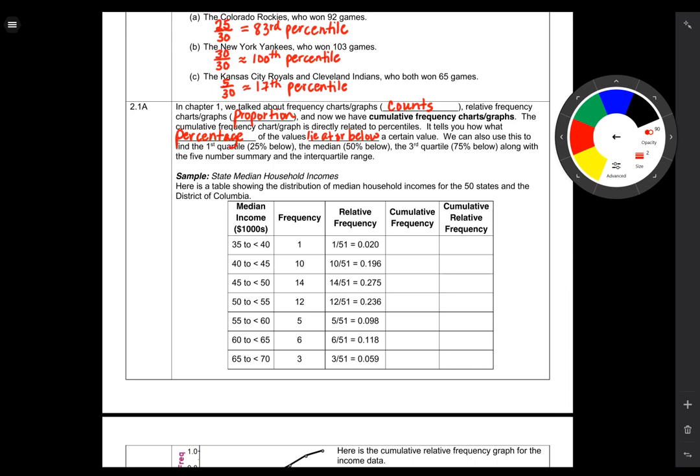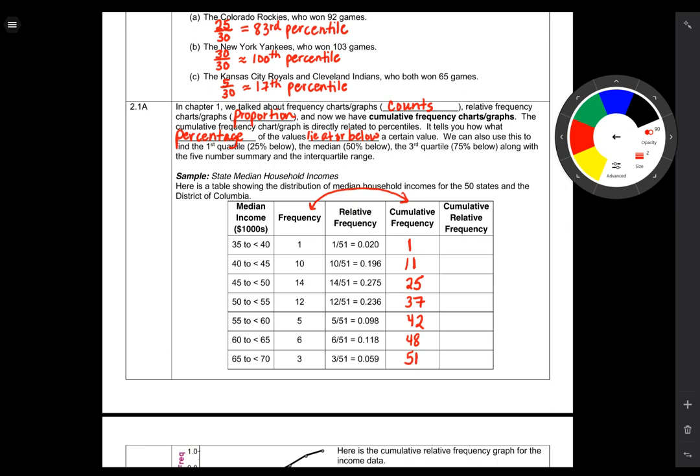Notice these two columns are related, but cumulative means that you're adding. The very first one would be 1. The next one would be that 1 plus the 10 in row 2, so that's 11 total. Then you take that 11 and add the 14, you get 25. 25 plus 12 is 37, and so on. And then you should end with 51: 50 states and the District of Columbia.